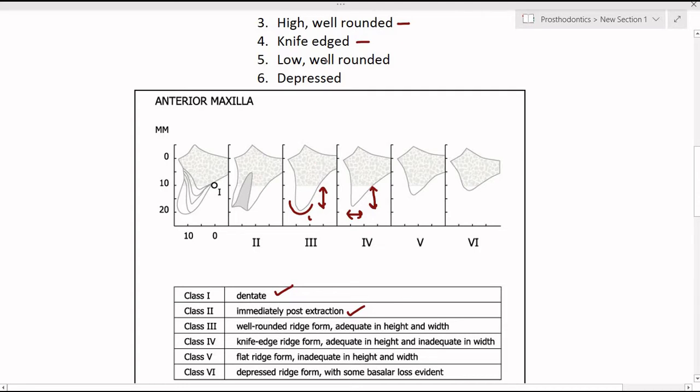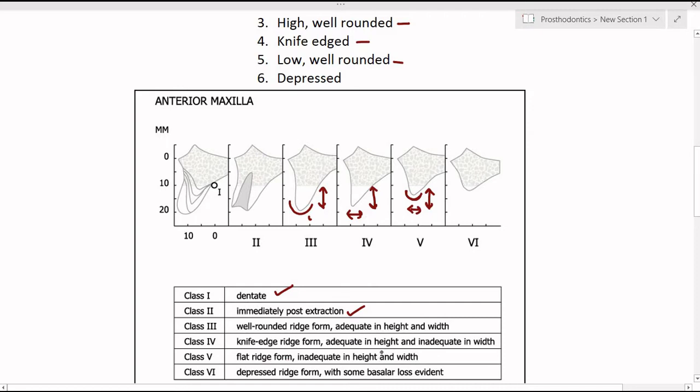Next we come to the 5th one, which is low and well-rounded. Now the height has reduced and so has the width. Both are inadequate, right? But you can see that it is well-rounded, just like here. I won't say it is as good as this, but it is well-rounded. It's a rather flatter form. You see, this is so round, and this is a rather flatter form. So low and well-rounded, and here you see it is a flat ridge form and inadequate in both height and width.